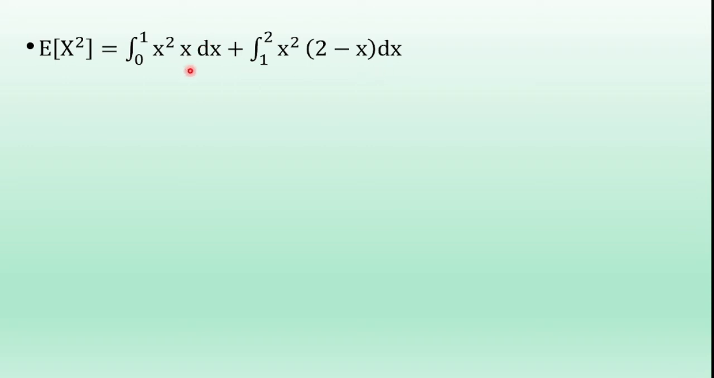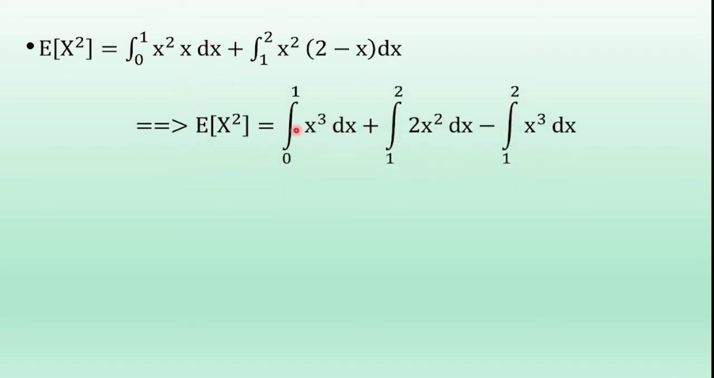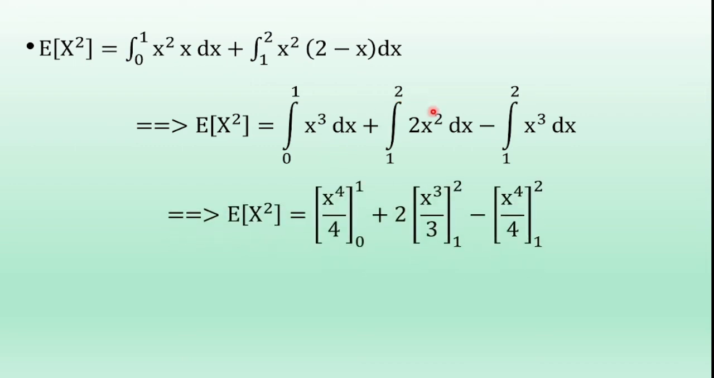So x square into x is x cube, integral 0 to 1 of x cube dx. Here multiplying x square within the bracket term and applying the integration to each term, we have integral 1 to 2 of 2x square dx minus integral 1 to 2 of x cube dx. Integral x cube dx is x power 4 by 4 over 0 to 1. Integral x square dx is x cube by 3 over 1 to 2. Integral x cube dx is x power 4 by 4 over 1 to 2.